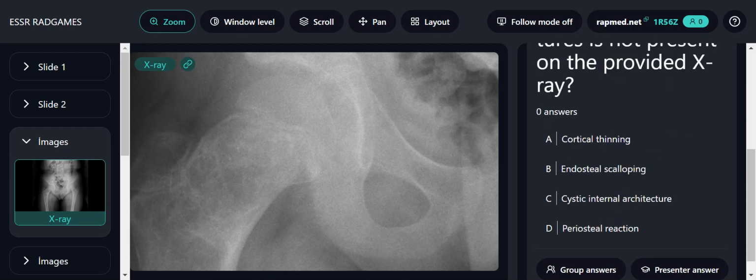For the next task, we have cortical thinning. It's seen here in the lateral cortex, and we also have endosteal scalloping evident in the medial cortex. We have cystic internal architecture here, and also we do not see any periosteal reaction. It's important for the differential diagnosis of the lesion.